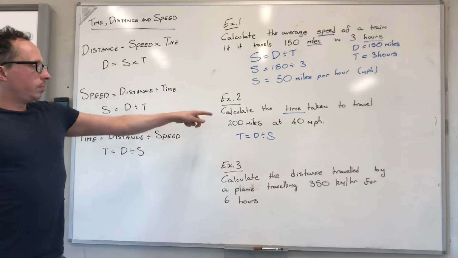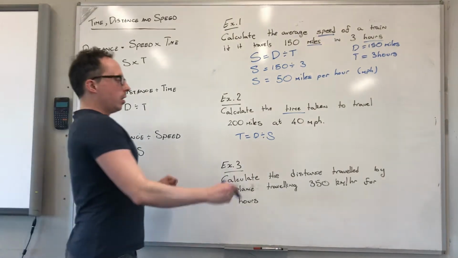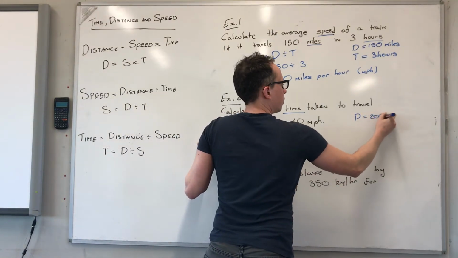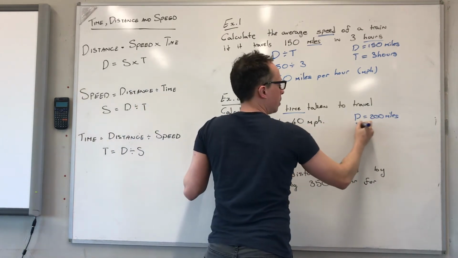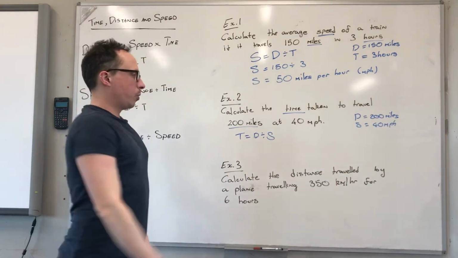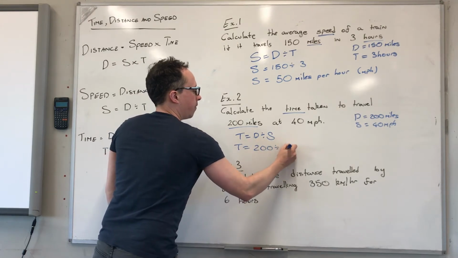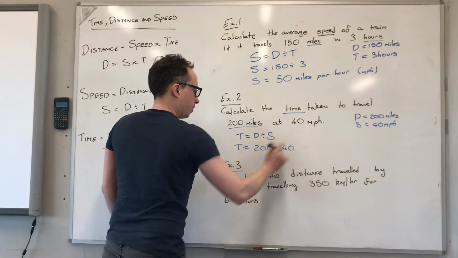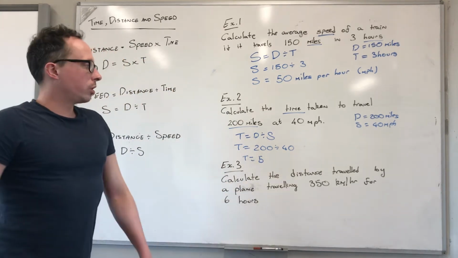So then we need to look here. We've got 200 miles and 40 miles per hour. So the distance must be 200 miles. And that means that the speed must be 40 miles per hour. So we put that into our formula. 200 divided by 40, and that is going to give us 5.